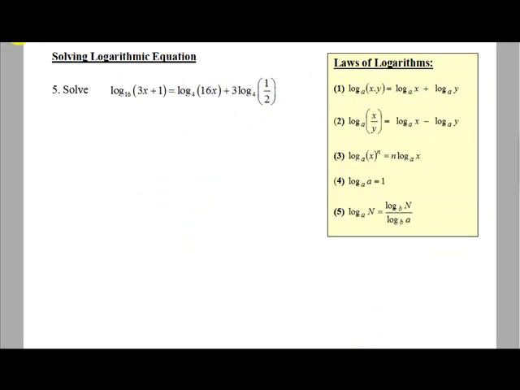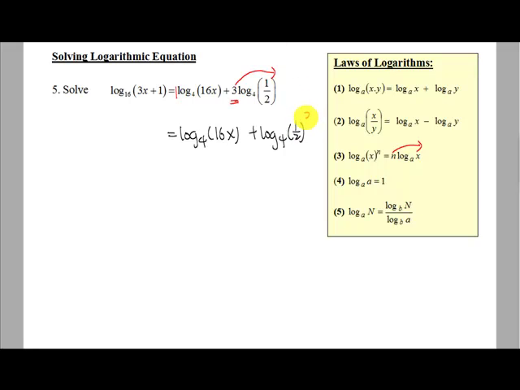Now let's take a look at example number 5. In example number 5, on this side of the equation we have one log term, which is good. But on this side of the equation we have two log terms. So we have to combine these two log terms into a single log term. Before we can combine, make sure the coefficient of the log is a 1 and 1 here. However, now this is 3, so I have to get rid of the 3. How to get rid of the 3? Well, we can always bring this 3 up here by applying law 3 of logarithm.